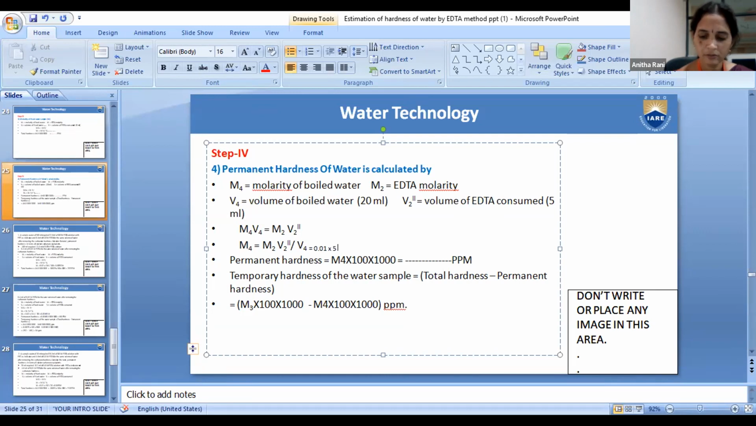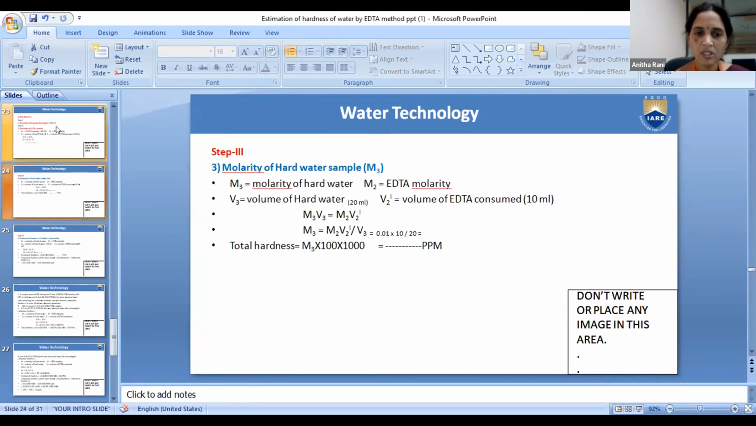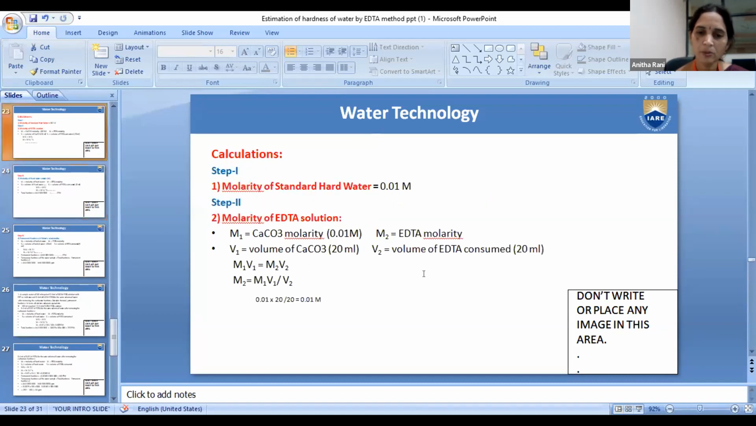So I wrote 5 by 20 ml boiled water. So you can calculate M4, the molarity of boiled water. In all the steps, step 2 is taking calcium carbonate solution and doing titration with the EDTA. So I wrote M3V3 is equal to M2V2 in step 3. In step 2 also you can see M1V1 is equal to M2V2. We are doing titration of calcium carbonate solution with EDTA.